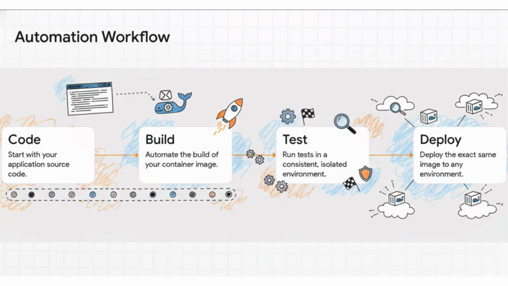Docker was practically born for automation. You can write a simple file that defines your app's entire environment. This lets you create this beautifully smooth, repeatable process. You code something, it automatically builds an image, runs tests, and then you can deploy that exact same image. It makes the whole pipeline faster and, honestly, just way more reliable.